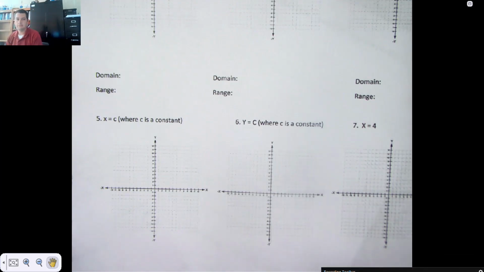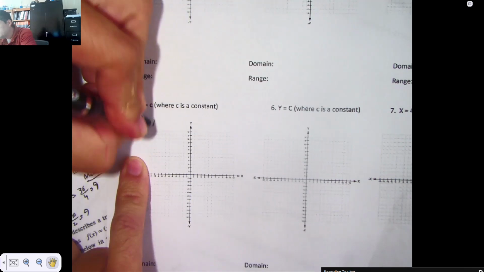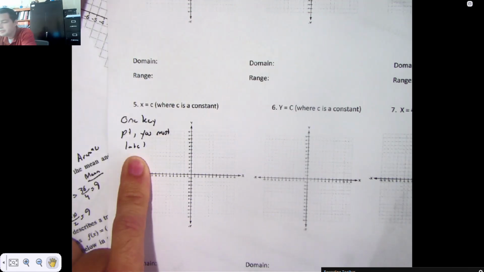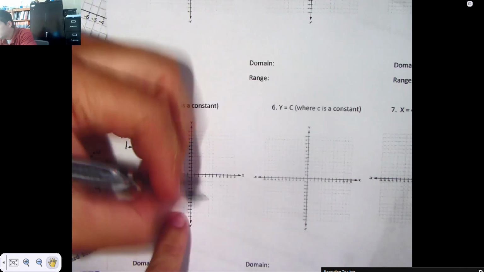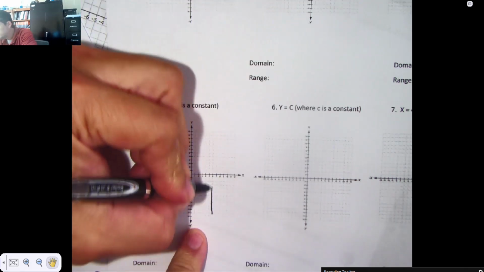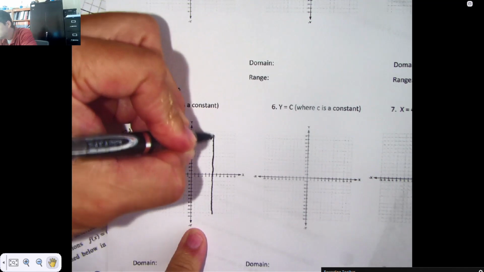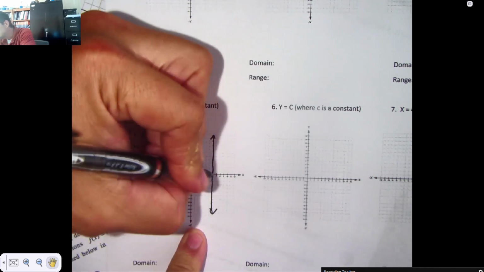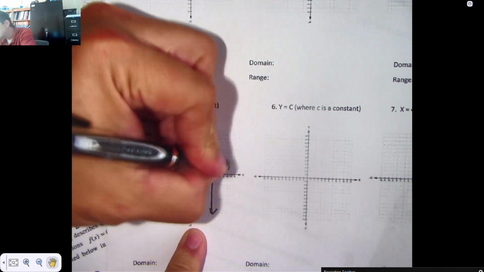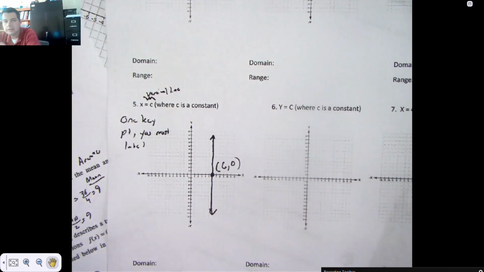All right. It has one key point. Now, x equals a constant is a vertical line. That's what she is. I'm just going to draw a vertical line. Doesn't matter where I draw it. Her key point is constant, 0.